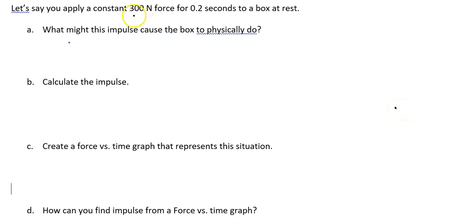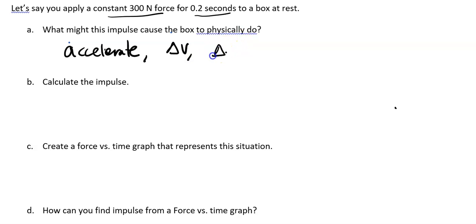Let's say you apply a constant force of 300 newtons for 0.2 seconds to a box at rest. Again, this is a short time interval, which technically an impulse could be any time interval, but it's typically a short time interval. So what might this impulse cause the box to physically do? Well, it could accelerate. So its velocity will change, and that'll also mean it'll change its momentum. Cool. So all those things could happen to this box.